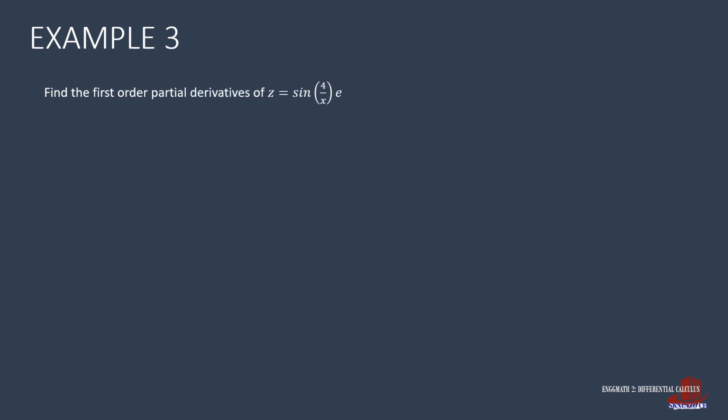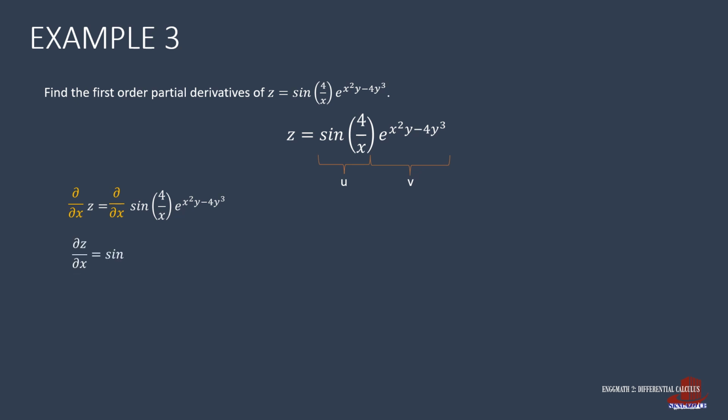Example 3 has z equal to sine of 4 over x times e raised to x squared y minus 4 times y cubed. The function has two variables, x and y, so we take the partial derivative of z with respect to x first. The main function has two terms multiplied together, so we take its derivative using the product rule. So the derivative turns out as sine of 4 over x times the derivative of e raised to x squared times y minus 4y cubed, plus the second term, e raised to x squared y minus 4y cubed, times the derivative of sine of 4 over x.